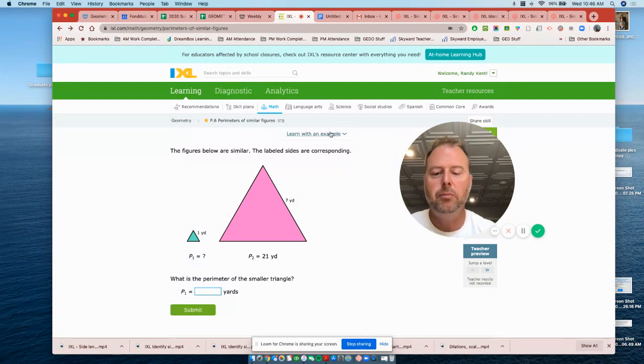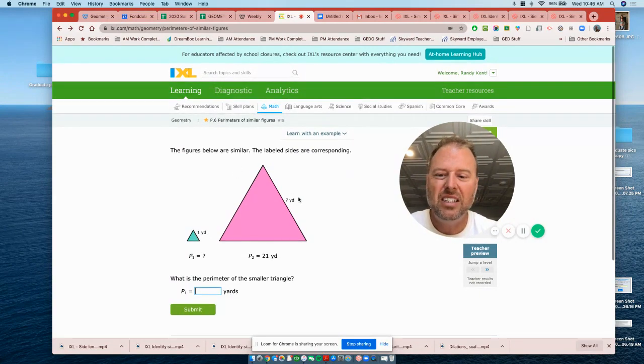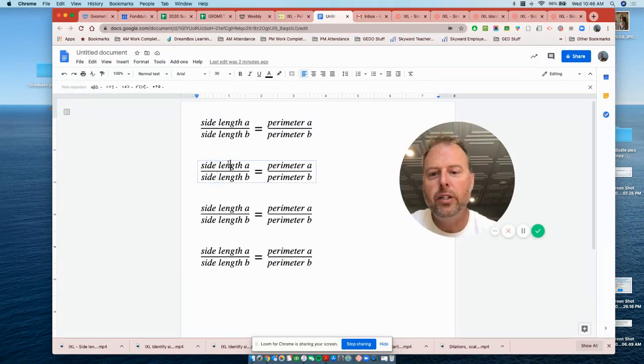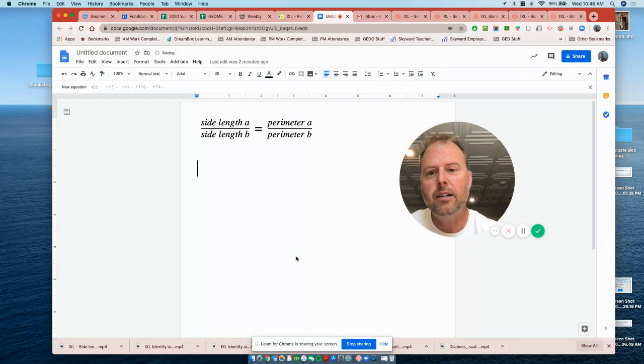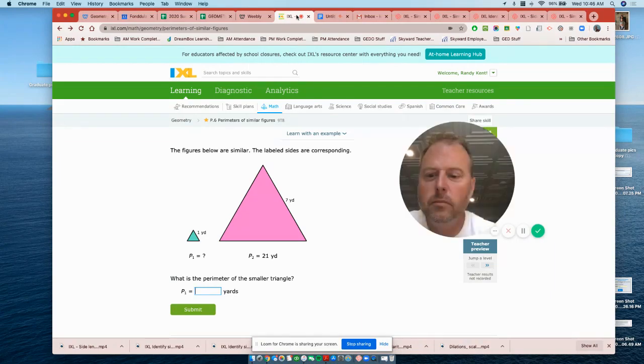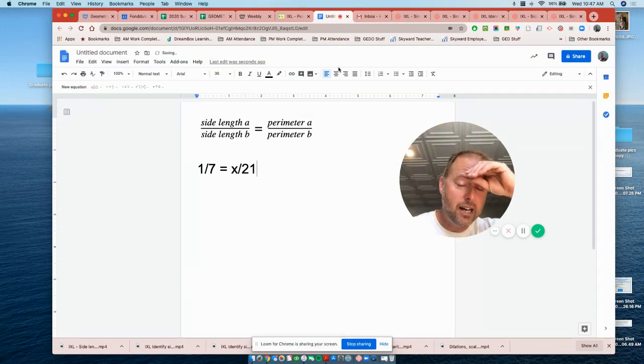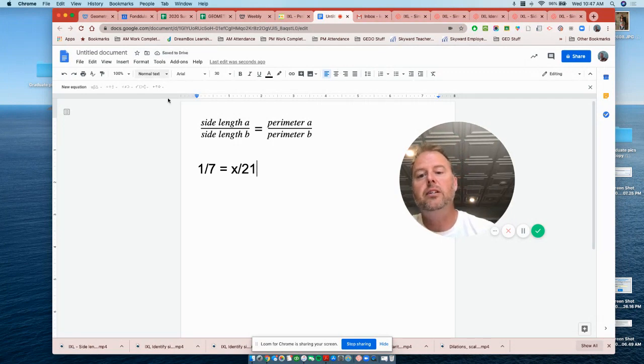I know these are similar. So 1 is to 7 as I don't know is to 21 is how I would set that up. So let's go over here. It looks like that's not going to work. So we're just going to do 1 over 7 is equal to x over 21. Doing fractions on Google Docs is a real pain. So we're going to just do our best here. So 1 over 7 equals I don't know over 21.